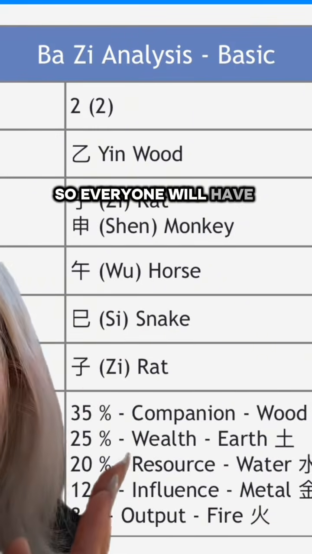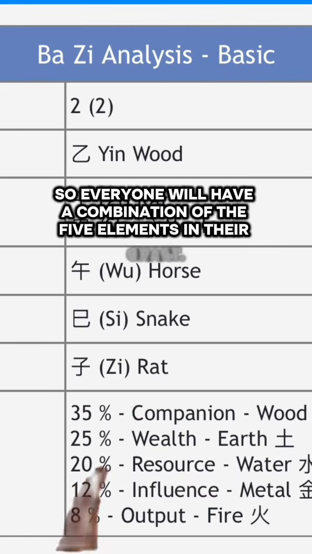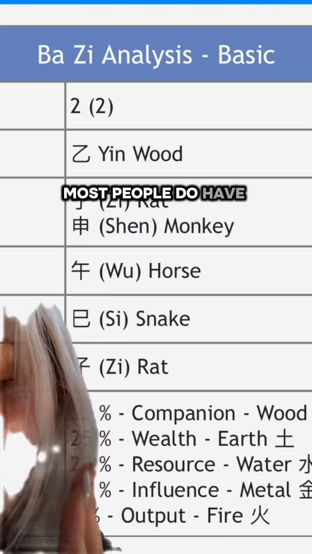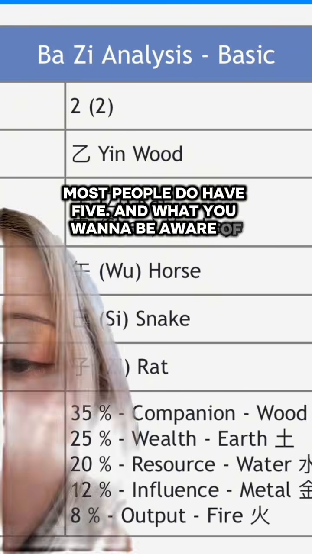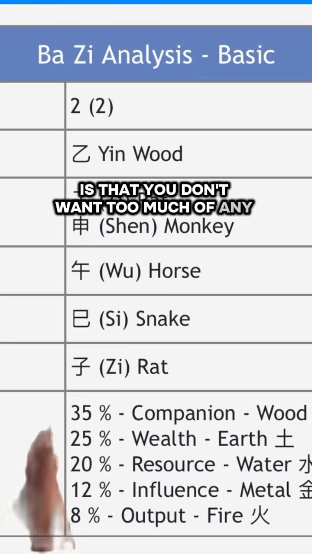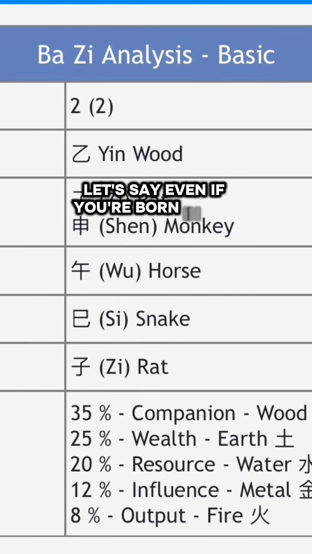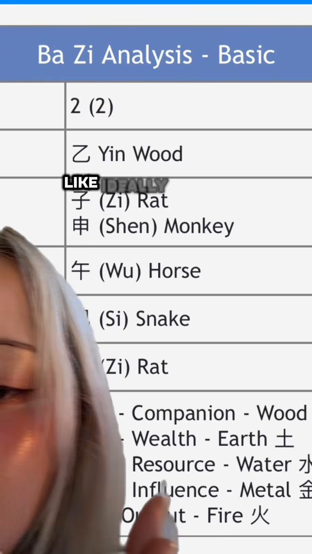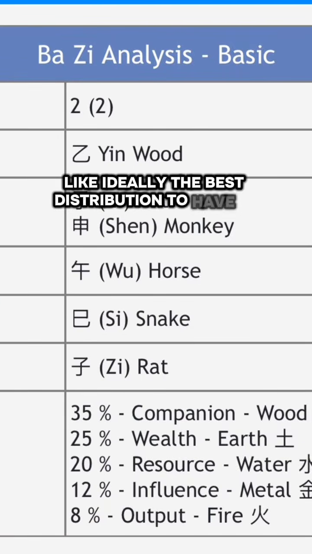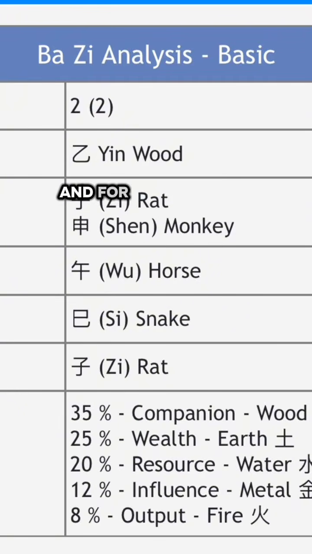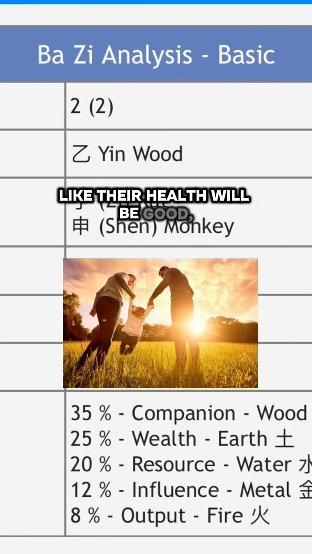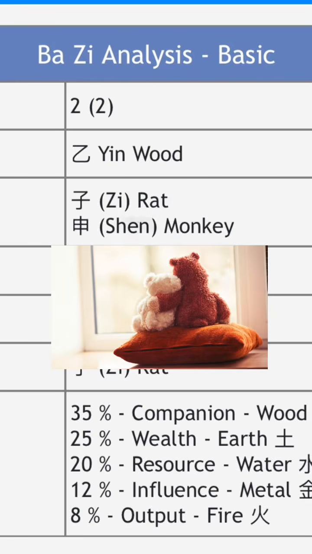Everyone will have a combination of the 5 elements in their chart. Sometimes people are missing 1, but generally people have at least 4. Most people do have 5. What you want to be aware of is that you don't want too much of any element in your chart. Even if you're born in the year of wood rat, you do not want too much wood in your chart. Ideally, the best distribution to have is just 20% on all of them. For those people, it is believed that they will have a completely smooth sailing life. Their health will be good, they will be lucky in love, career, etc.